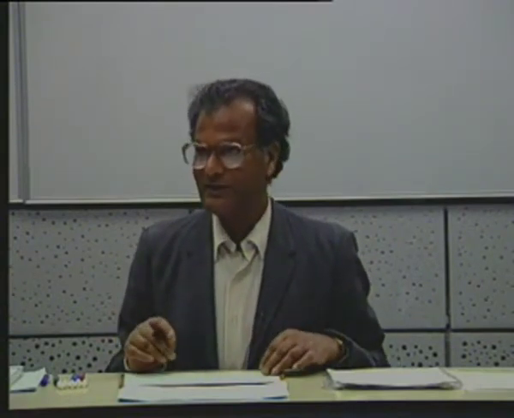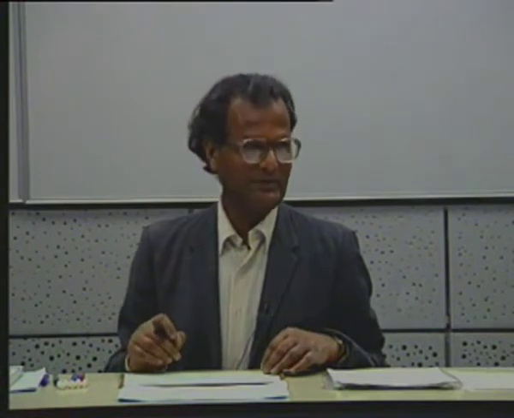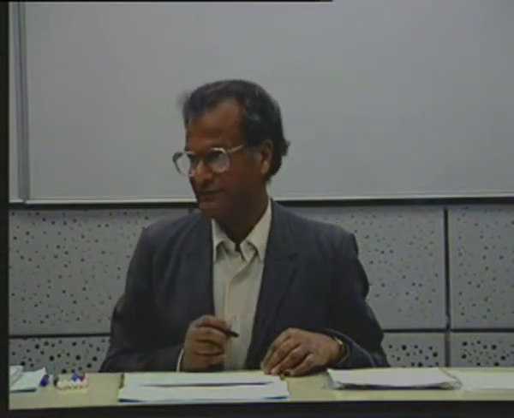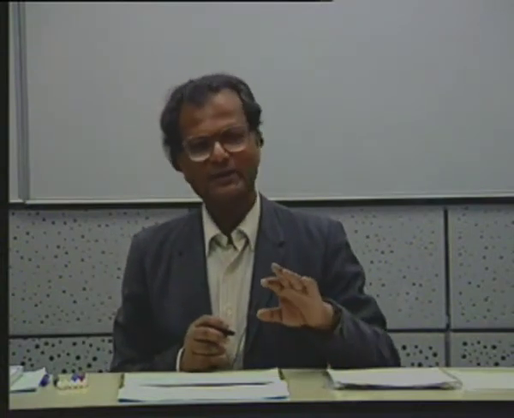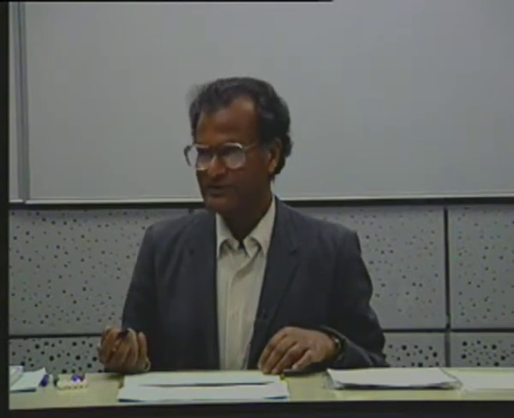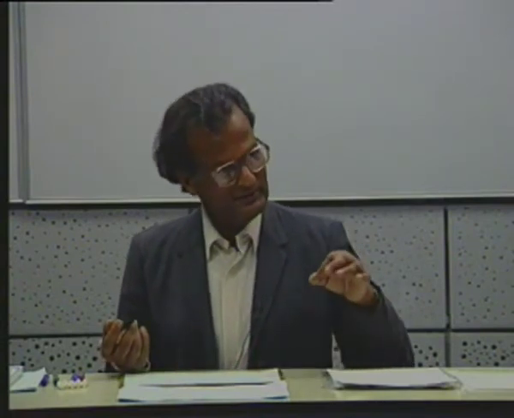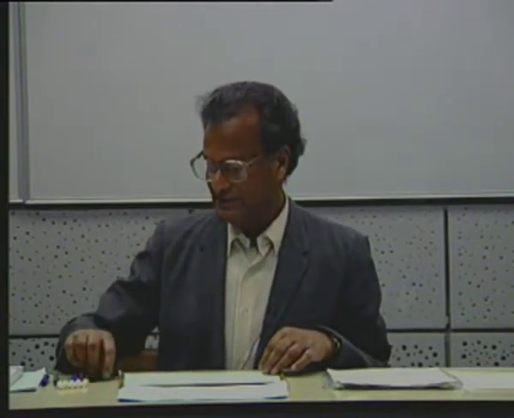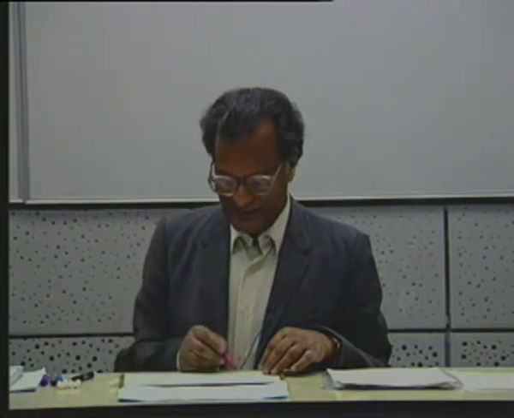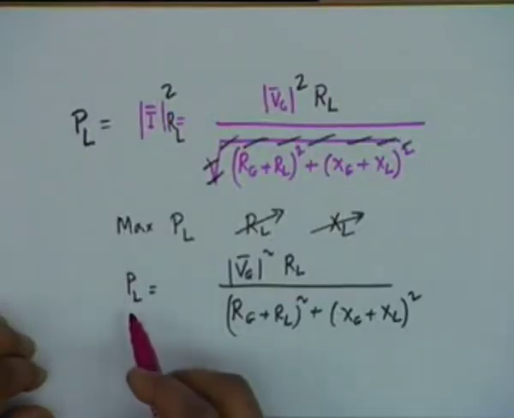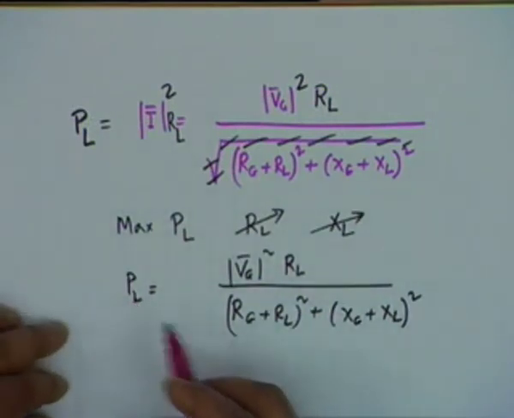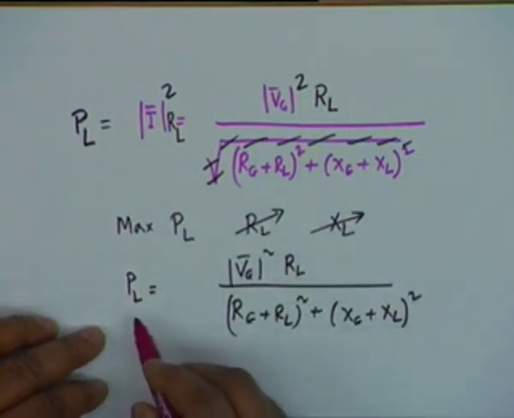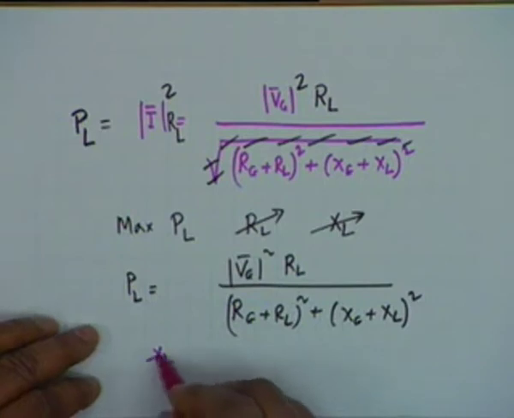But I want to avoid all this by applying a little bit of trick. The trick is, let's first look at XL. Let's keep RL constant and vary XL. This is what we mean by partial differentiation: one of the variables is assumed constant, and you differentiate with respect to the other. If I concentrate my attention on XL, you notice that PL is a monotonically decreasing function of the magnitude of the reactive term. Therefore PL will be maximized if XL is the variable.